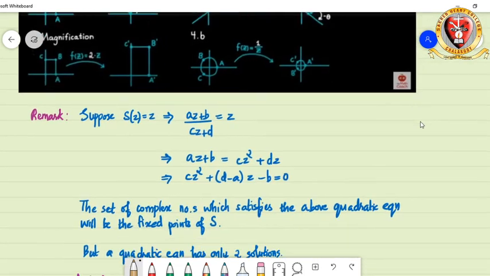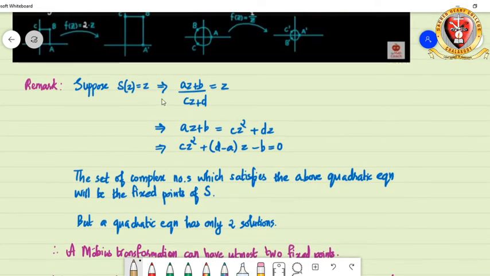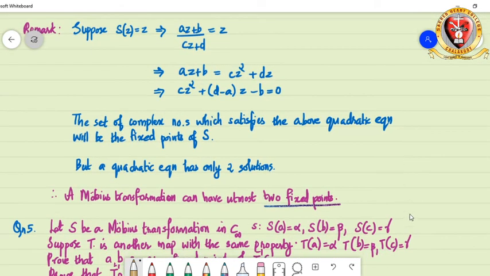So as a remark, suppose s of z is equal to z, that means we are planning to find the fixed points of this Mobius transformation. So this is our Mobius transformation on the LHS. We are cross multiplying and rearranging, and you get a quadratic equation like this. That means if s of z is equal to z, we get a quadratic equation. So every point z which satisfies s of z is equal to z should be a solution to this quadratic equation, and we know that a quadratic equation can have at most two solutions. So definitely a Mobius transformation can have at most two fixed points. That is an observation we get from here.